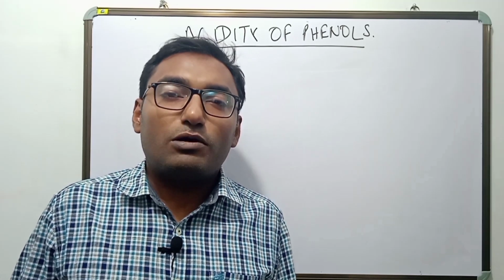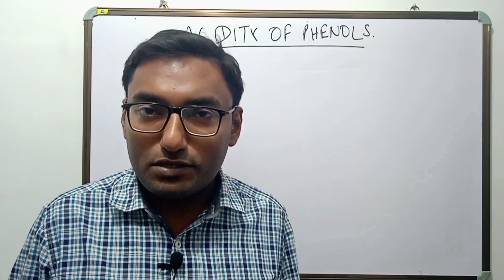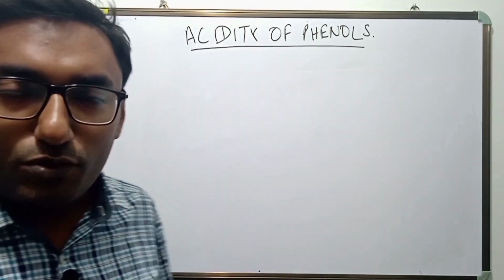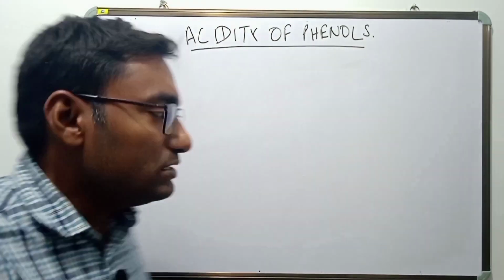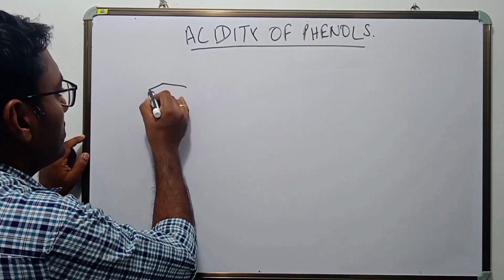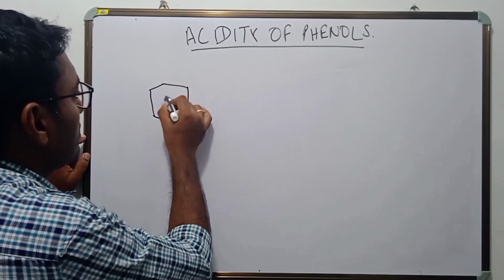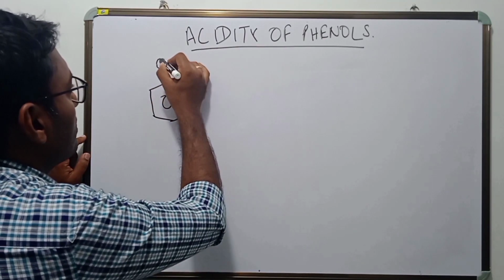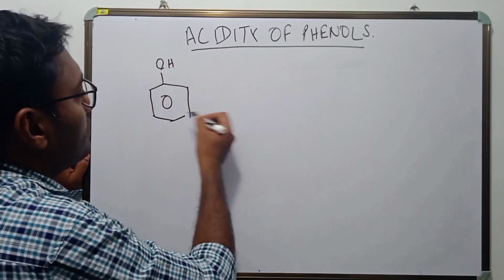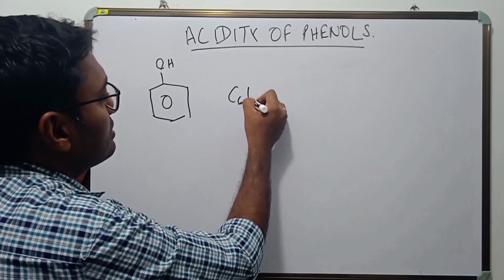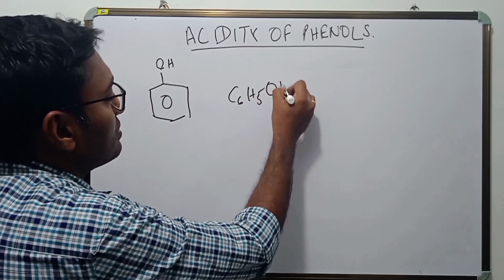Today we are going to study about the acidity of phenol. The structural formula of phenol is this, right? And then what is the molecular formula? C6H5OH, right?